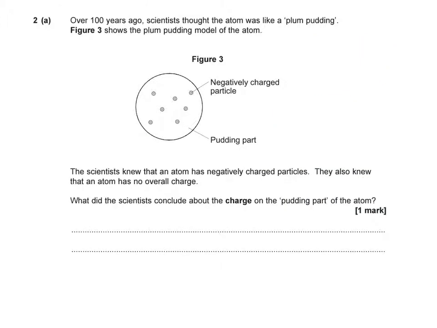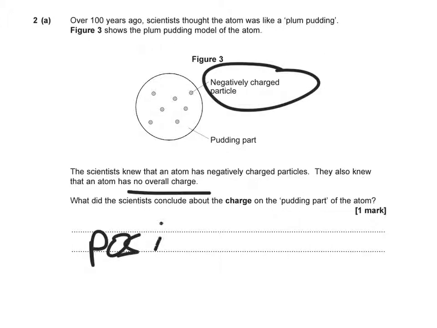So the first part of the question is talking about a plum pudding model of the atom. It says the scientists knew that the atom had negatively charged particles. They also knew that an atom had no overall charge. So the clue's there really, the idea that you've got no overall charge. So what did the scientists conclude about the charge on the pudding part of the atom? If it contains negatively charged particles, but it's got no overall charge, the pudding part of the atom must have a positive charge.